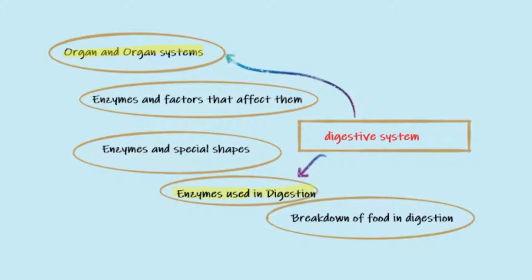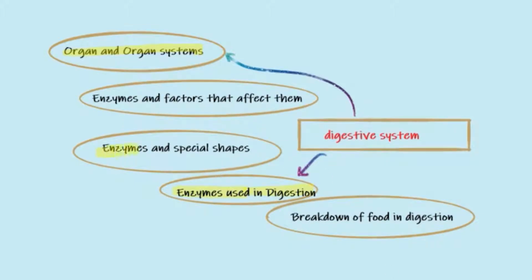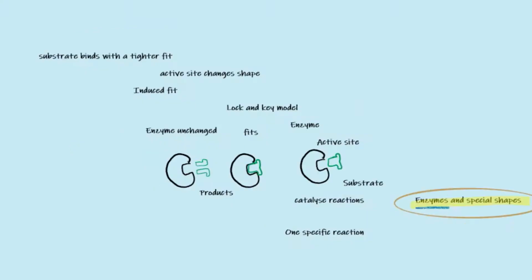Today we're looking at the digestive system in the organisation topic, and we're going to look at enzymes and their special shapes. Enzymes have special shapes. They use these shapes to catalyse reactions. They're very particular about catalysing these reactions, so they usually only catalyse one specific reaction.